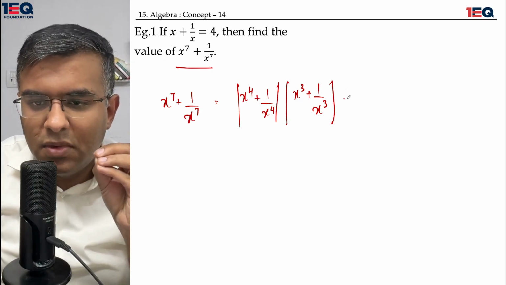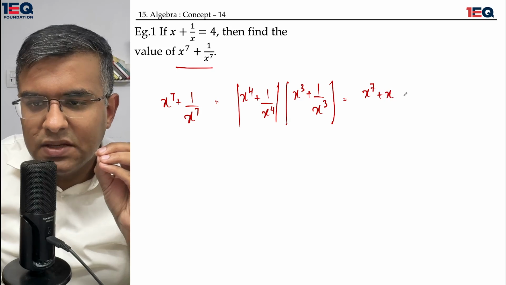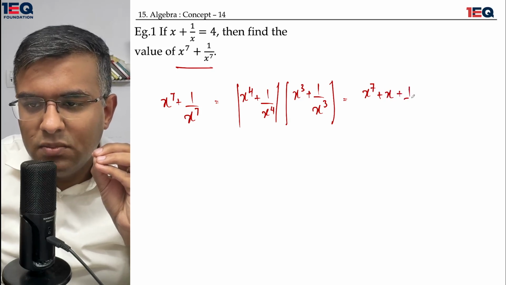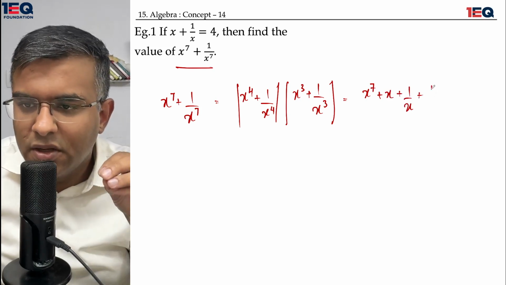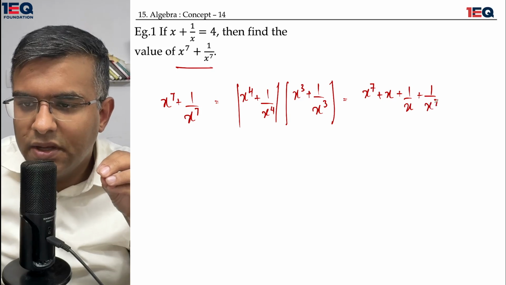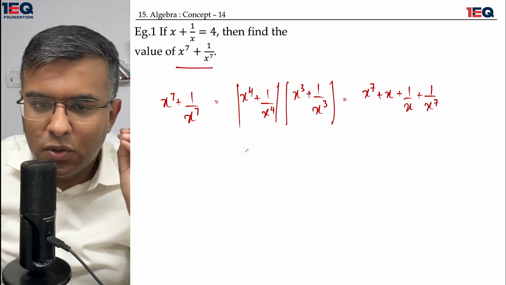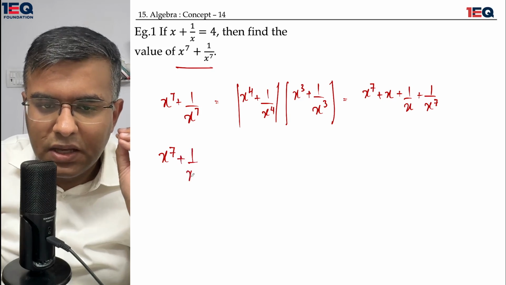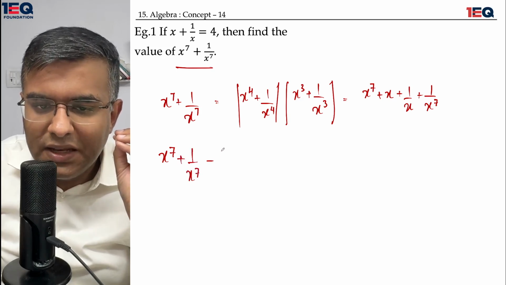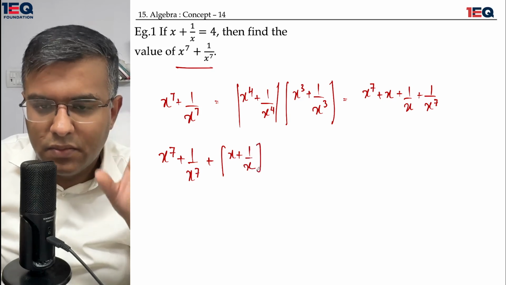Now I'll start multiplying them. This becomes x7. This becomes x. This becomes 1 by x. And the final terms which are in the denominator become 1 by x raised to the power 7. Okay, so what do I get out of it? I get x7 plus 1 by x7 minus or plus the value of x plus 1 by x.